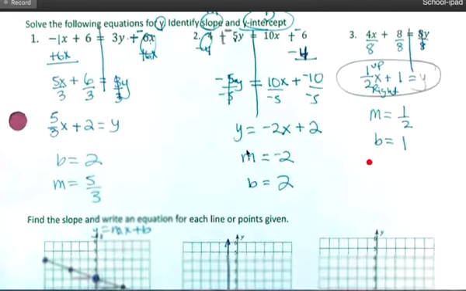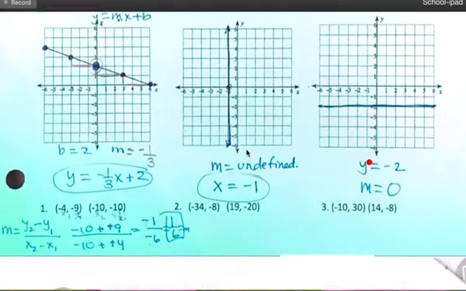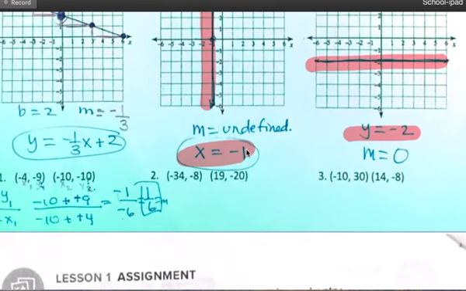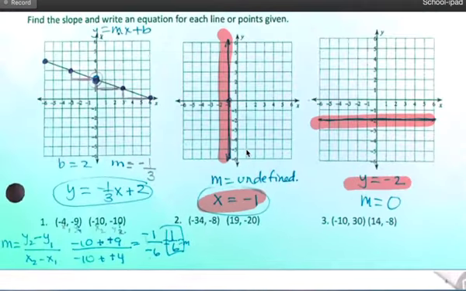We did these in class, I left two slope problems at the bottom. Notice this is x equals 1 for this line. That's y equals -2. Finding slope here, this one is undefined, and the flat one like that has slope 0.